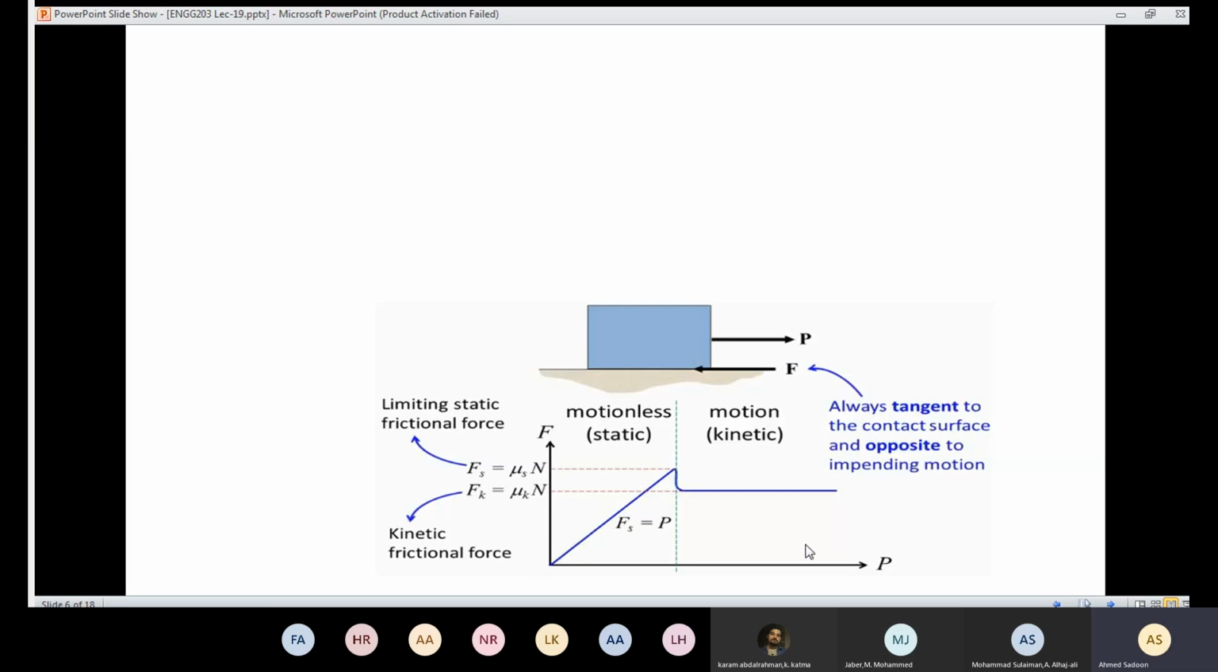So when I increase the value of P, the value of the frictional force is going to increase as well, like that, until we get to a point where the frictional value here is going to reach its max value. After that value, the box is going to move, is going to slide. That value is Fs, which is the maximum static frictional force. So when the frictional force reaches that value, that means the box is about to slide.